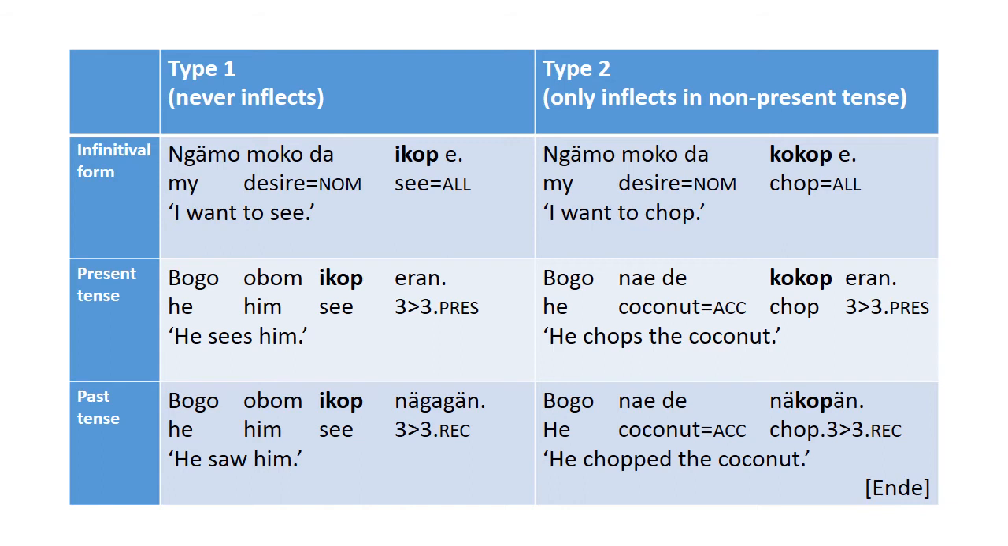He chopped the coconut. Now here, notice that kokop takes the inflectional elements, the prefixes and the suffixes that indicate that this is a third person acting on a third person patient, and that this is the recent past tense. So this is where, in the past tense, you see the difference between the two types of verbs. Both of them have non-inflecting counterparts, so ikop and kokop, but these two verbal elements differ because type 1 does not inflect in the past tense, but type 2 does.